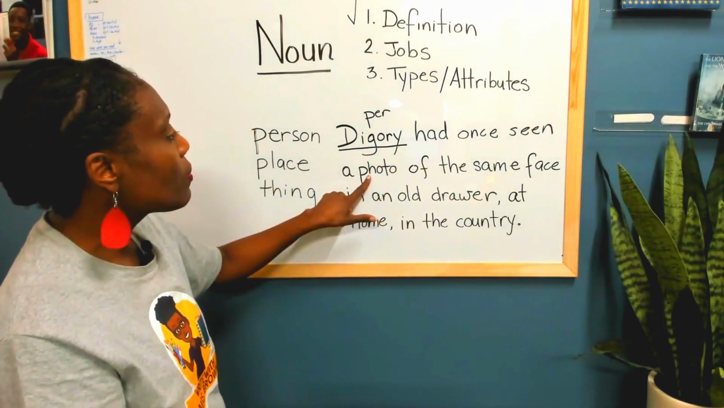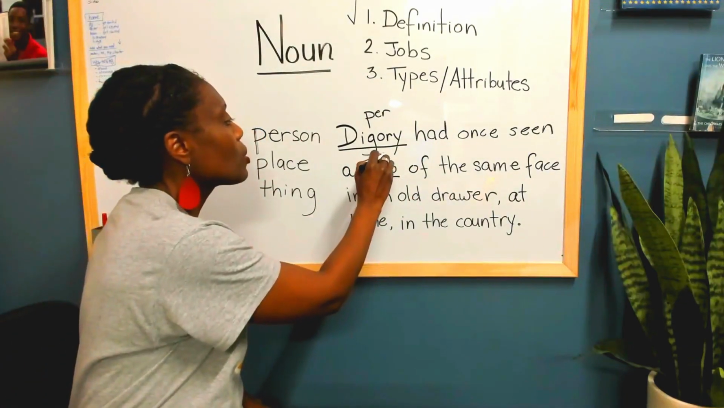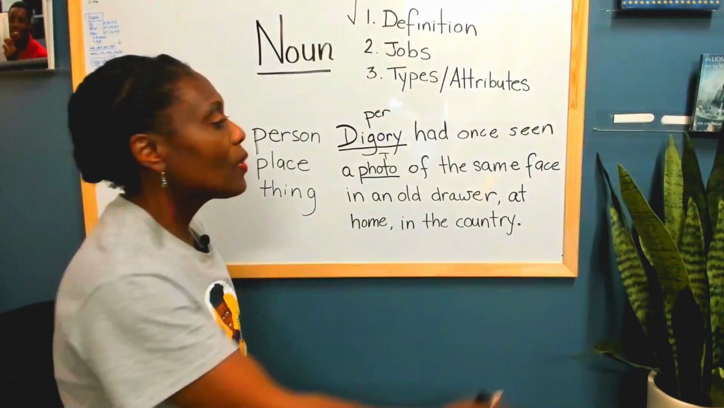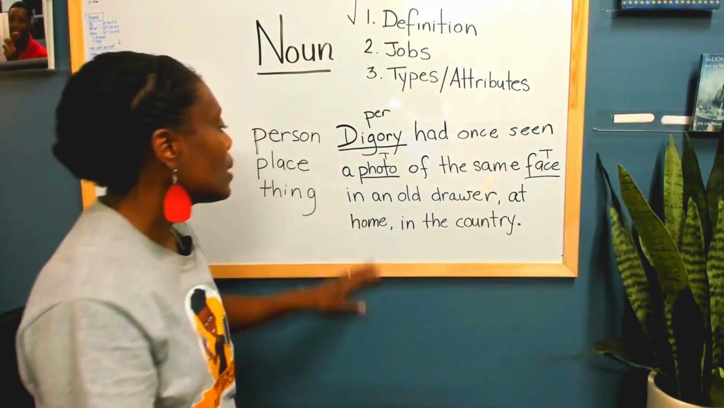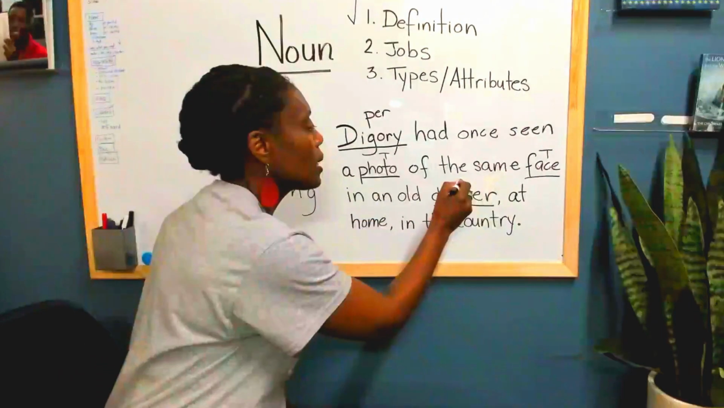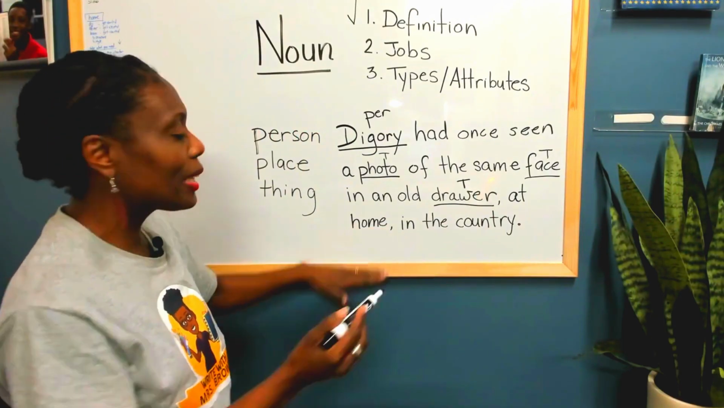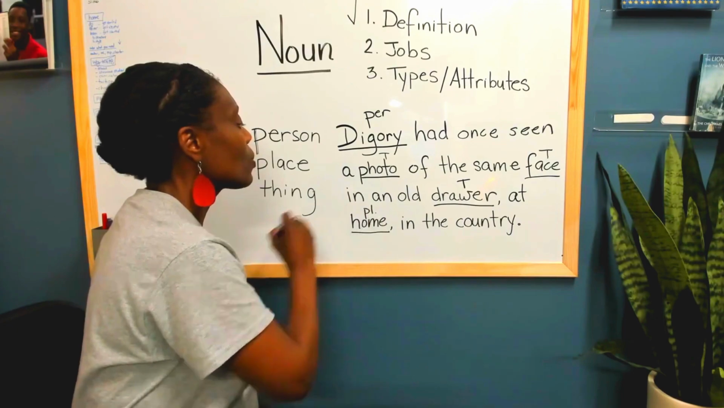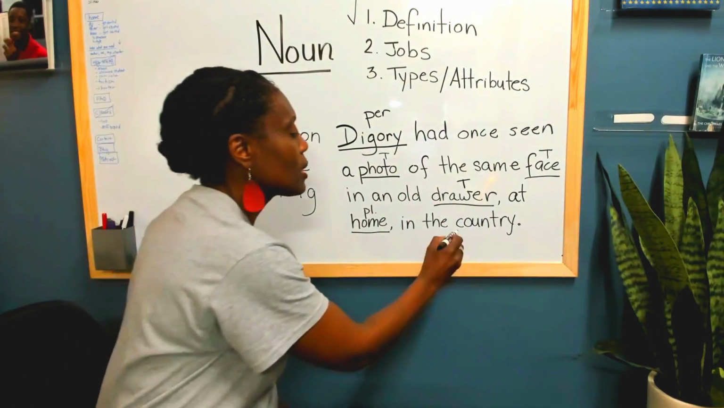He had once seen a photo. This photo is a thing. We'll do T. All right, of the same face. Face is also a noun, and it's a thing. In an old drawer, drawer is a thing. At home, home is a place. So let's underline home and put PL for place. In the country, that is a place.